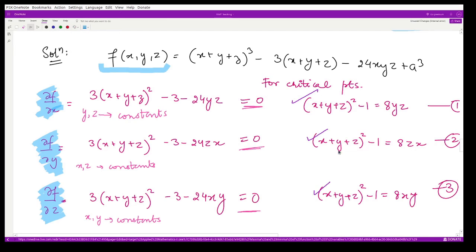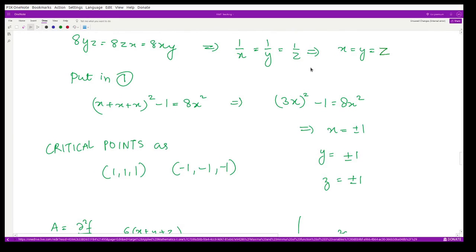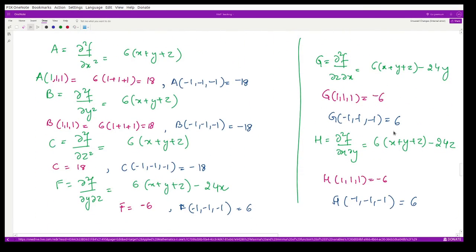So the next task is to solve these three equations and to evaluate the values of x, y and z. So once we equate them equal to 0 and you simplify this, you obtain two critical points. One point is 1, 1, 1 and the second point is -1, -1, -1. So these are the only points because these two variables are equal. The next task is evaluation of double derivatives. So we just evaluate the expression for a, b, c, f, g and h.